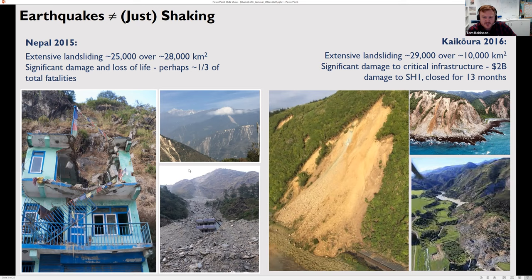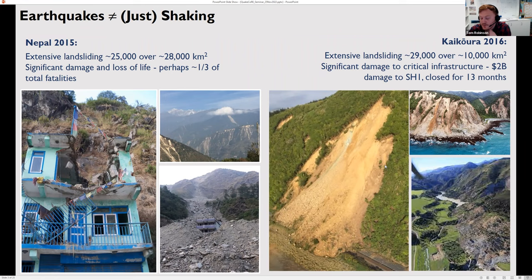It's hard to tell entirely, but we think probably a third of the 9,000 fatalities this event caused resulted from landslides, and probably more in reality. In QuakeCoRE, we're very fortunate there weren't many fatalities, and certainly none from landsliding. Probably time of day played a big role in that. Had this been the middle of the day, we'd have had a lot more people on the road, which would have been a substantial issue. But it's still extensive landslides.